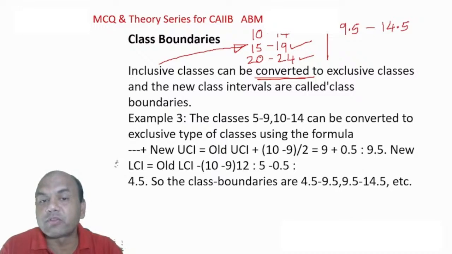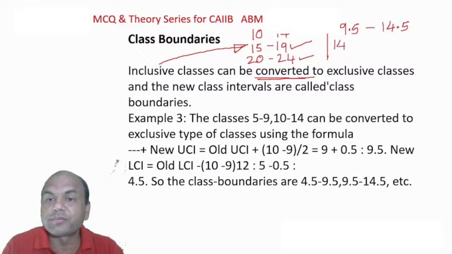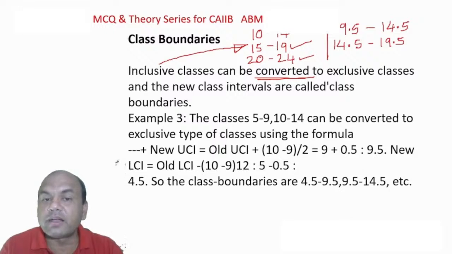Now the second part, 15, I'll take 0.5 on the other side. So it is 14.5 and 19.5. Now 20, I'll take it 19.5 and then 24.5 and so on. I'll go on and on and on.